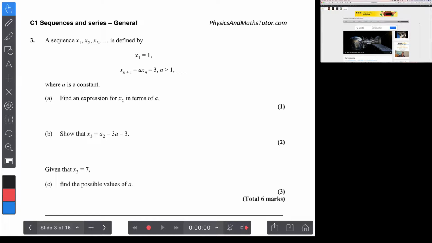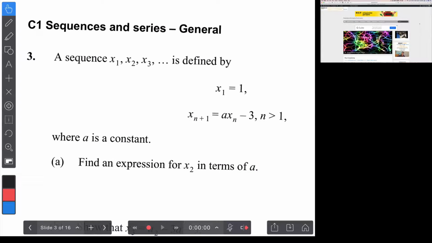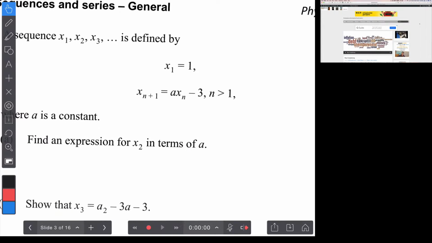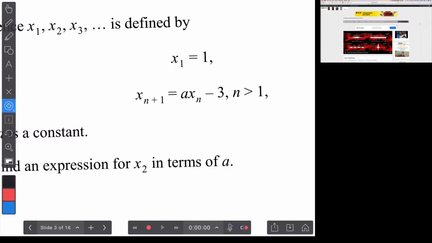Okay, this question says a sequence x1, x2, and x3 is defined by x1 is 1 and x sub n plus 1 equals a times x sub n minus 3, where n is greater than 1.